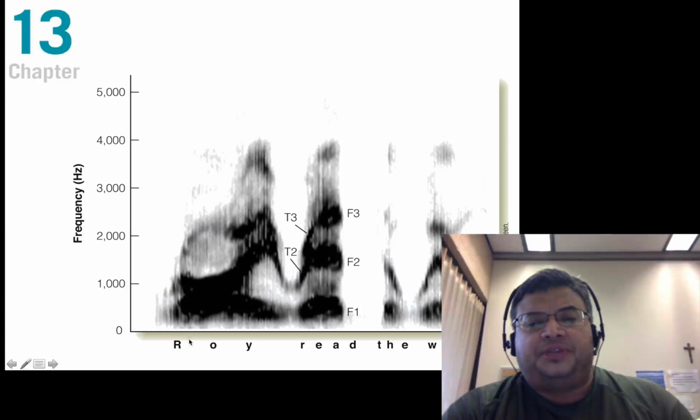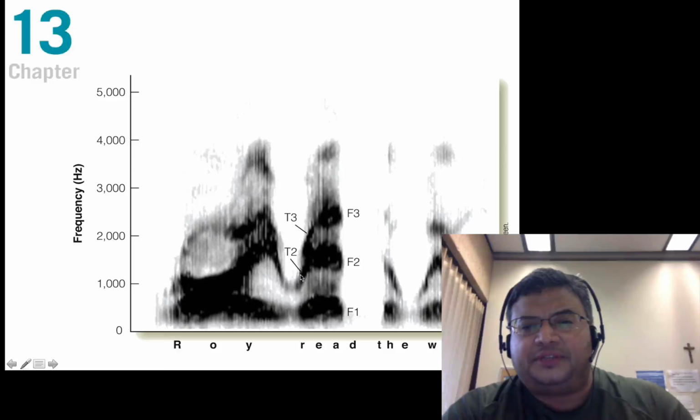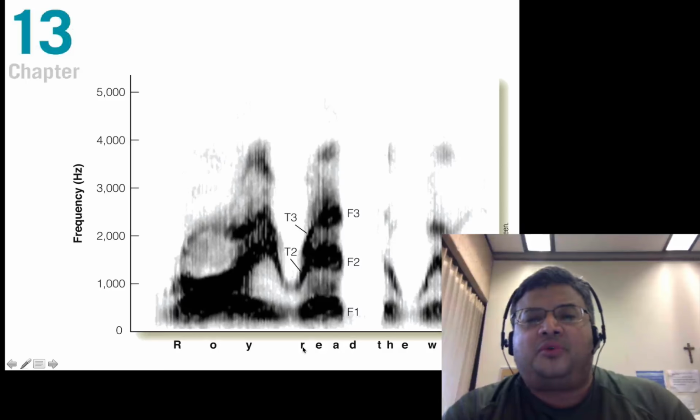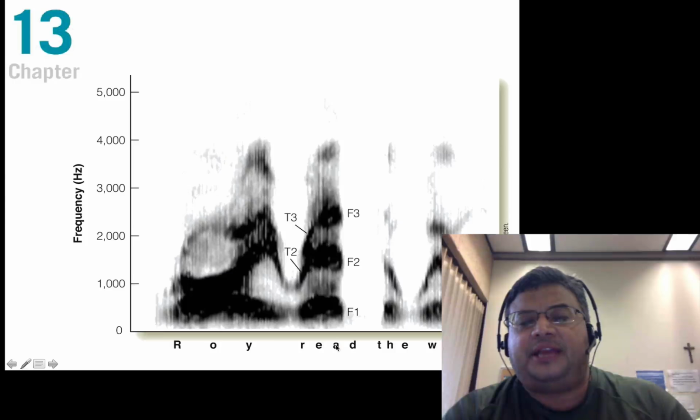Now you'll see Roy, red, the will. And one of the things that you'll note here are the transitions. These transition parts right here, where the frequency is all of a sudden going up into the formant. When we say the word red, is a vowel sound. Red is a vowel sound. The ea together makes a vowel sound, and these are the three formants that create that vowel sound. This lower one here, the next higher one, and then the next higher one.